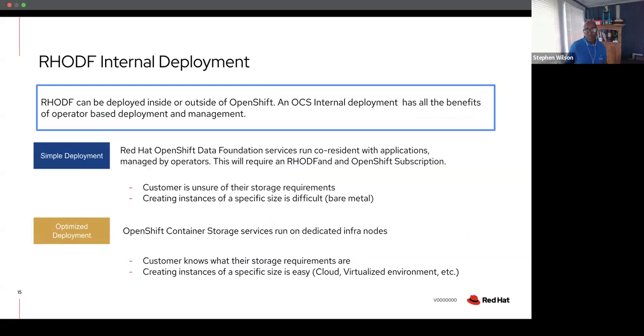We have two modes of deployment for Red Hat OpenShift Data Foundation. We have an internal mode, which basically provides you an internal Ceph cluster for you to access and use for your workloads. We also have an external mode that allows us to access an external Ceph cluster.